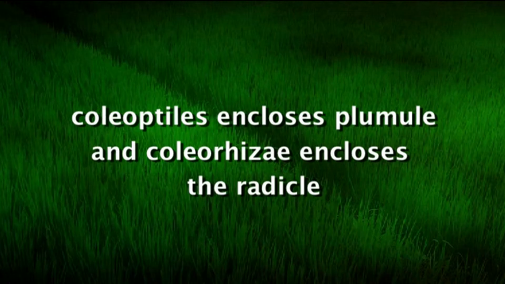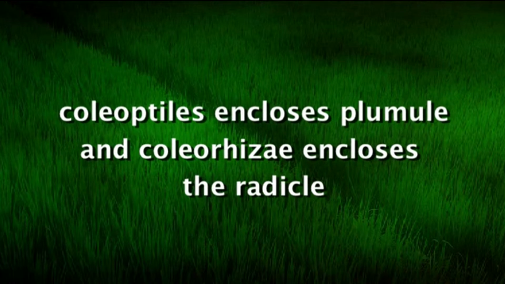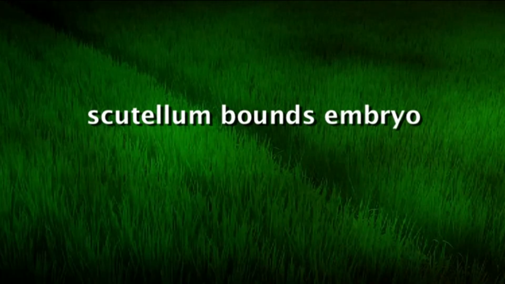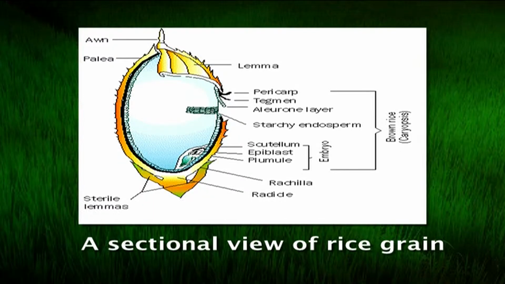The embryo contains the embryonic leaves known as plumule and the embryonic primary root called radicle. The plumule is enclosed by the coleoptile and the radicle by coleorhiza. These form the embryonic axis which is bounded by scutellum lying next to endosperm. The endosperm is enclosed by the aleurone layer lying beneath the tegmen. The white starchy endosperm consists of starch granules which are embedded in a proteinaceous matrix.